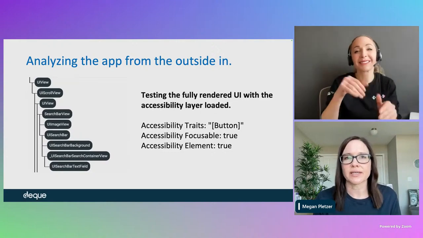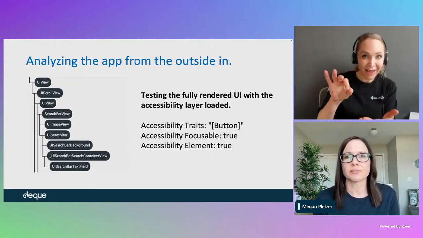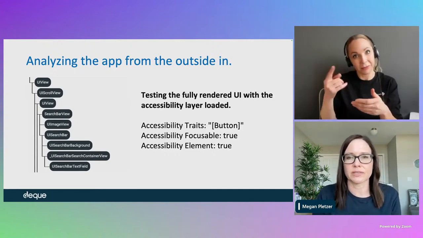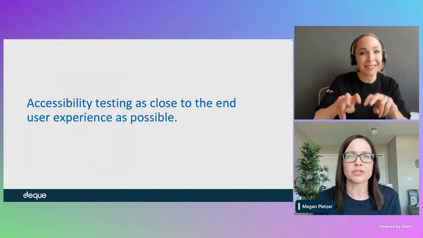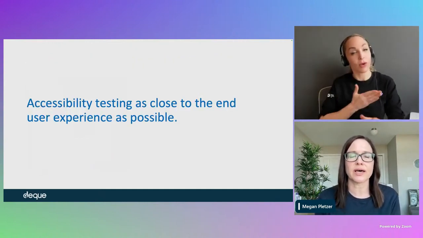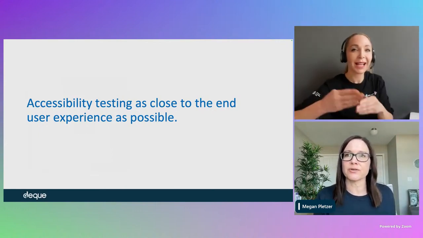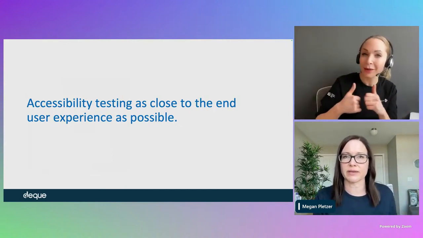So things like accessibility traits, is the view accessibility focusable? Is it an accessibility element? We can use all of those things to confidently make an accessibility assessment. The other thing we wanted to ensure is that we're doing our accessibility testing as close to the end user experience as possible. So one way that we do that is what I just showed, where we're looking at the view hierarchy, because that's informing what's directly displayed on screen.